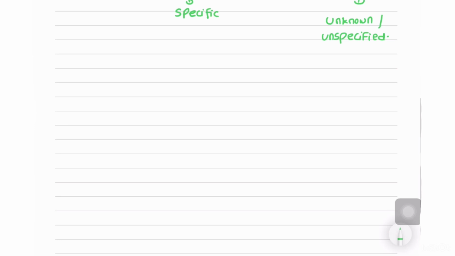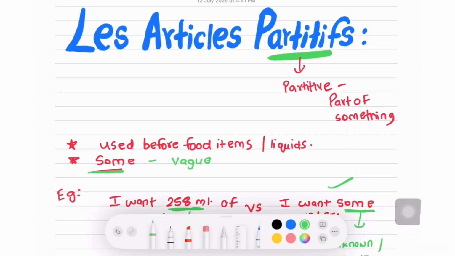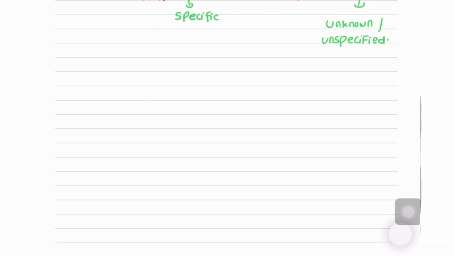Now, how do we do it in French? So, article partitif is nothing but the word some. That's it. The word some is article partitif. It's nothing difficult. The fancy name for the word some is les articles partitifs, and we use it before a food item. Now, what we need to understand is how do we write this word some in French and how do I use it?